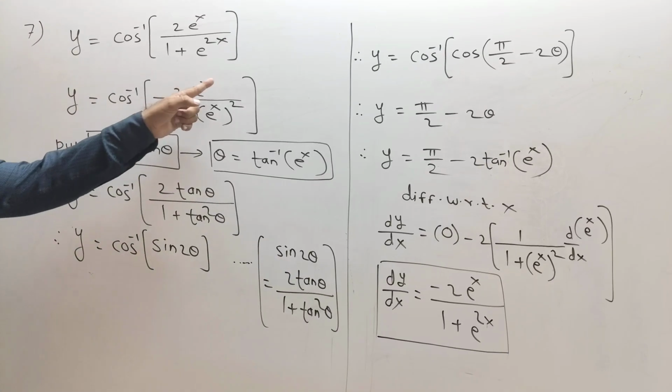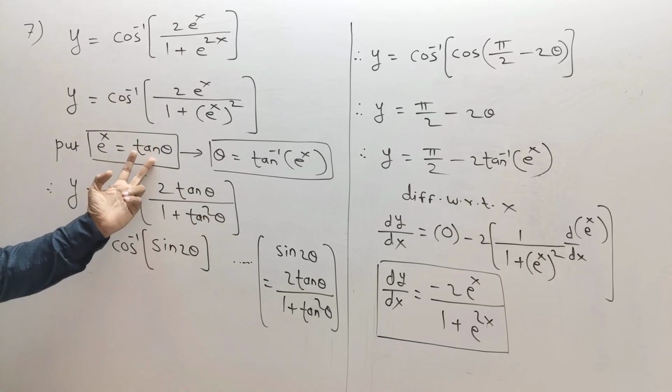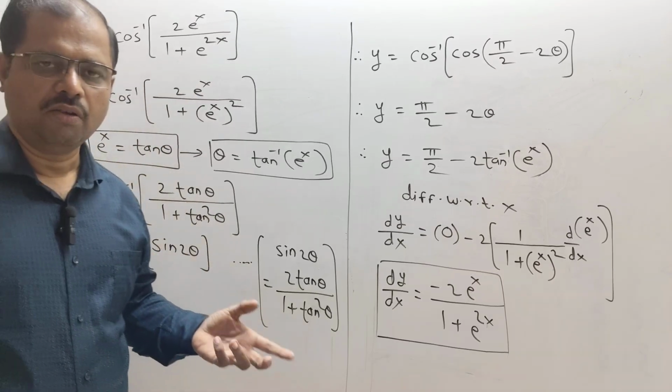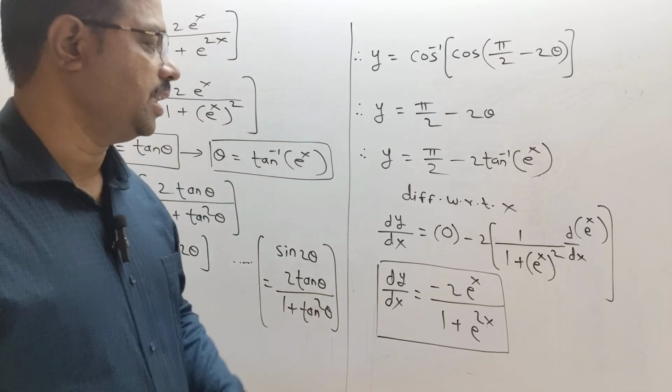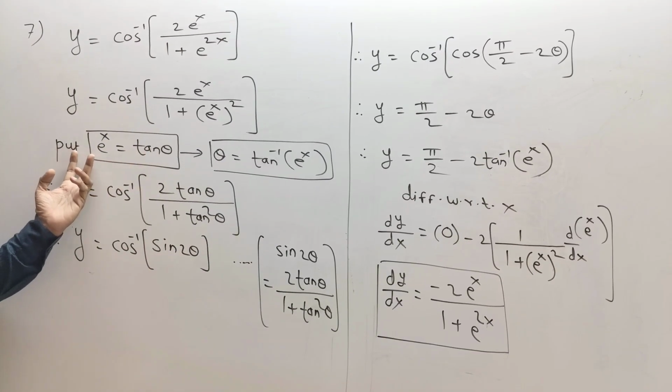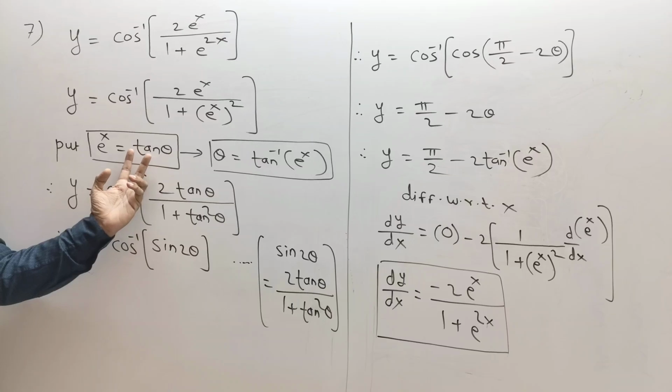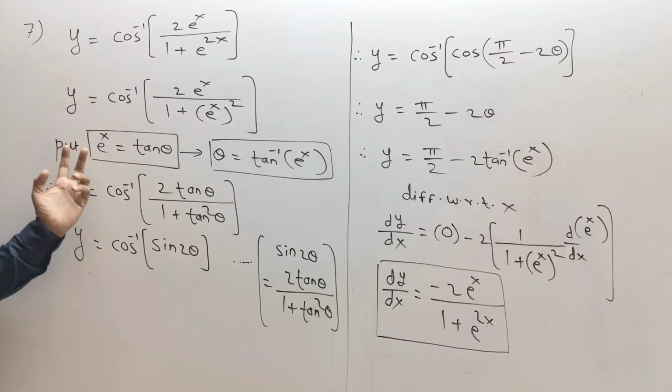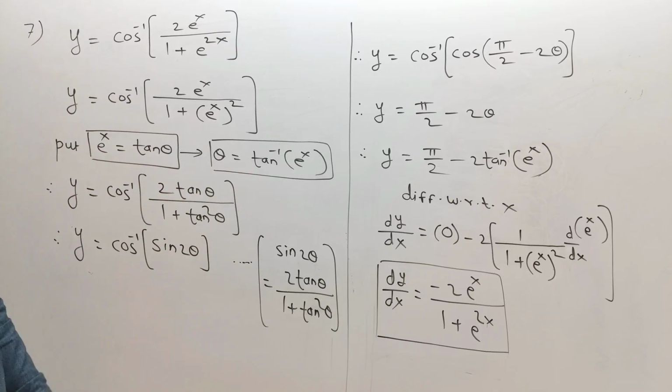Therefore, put this e raised to x as tan theta. Instead of x, now we put e raised to x as tan theta. Therefore, it implies theta is equal to tan inverse of e raised to x. Tan goes to this side, and theta is equal to tan inverse of e raised to x.